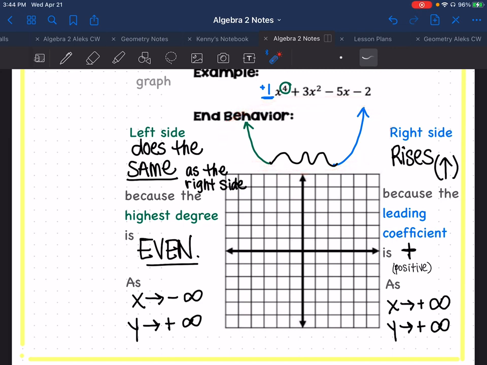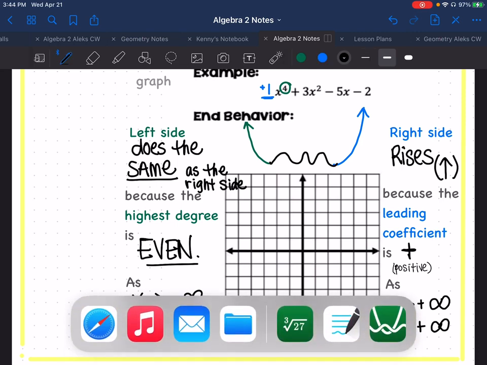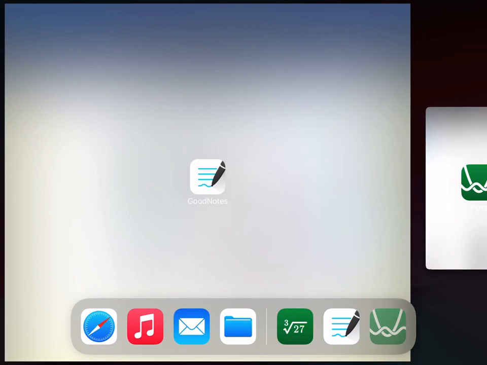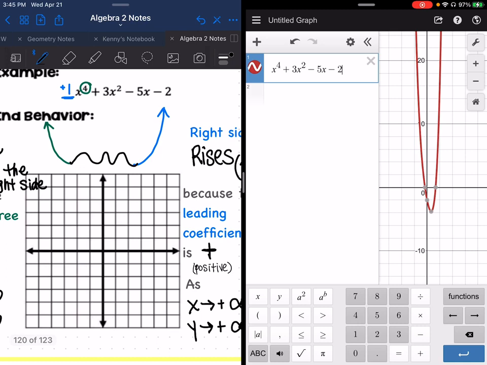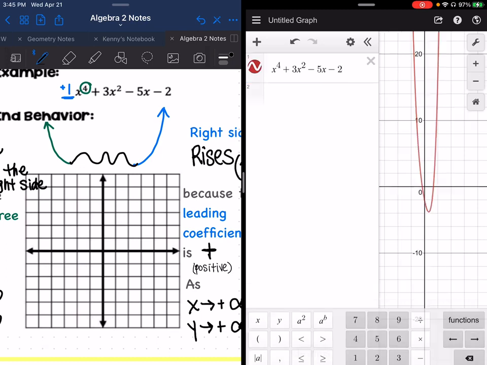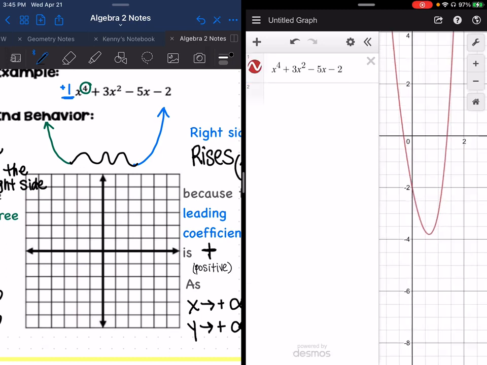Now I am going to go into Desmos, and I'm going to put this equation into Desmos and show you the graph. Let me grab my pen. All right, so I'm going to put x to the fourth power plus 3x squared minus 5x minus 2. And there's my graph. I'm going to zoom in on it a little bit.